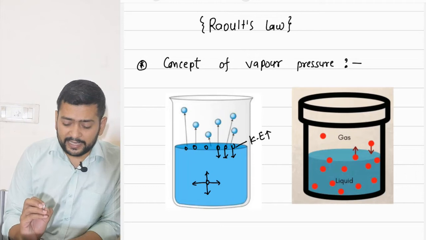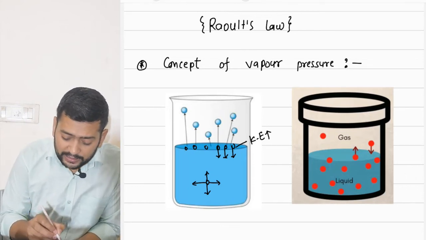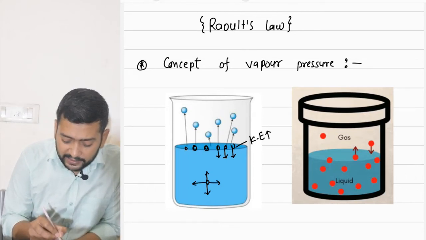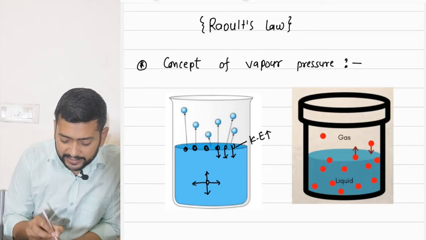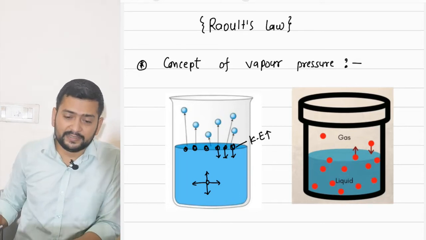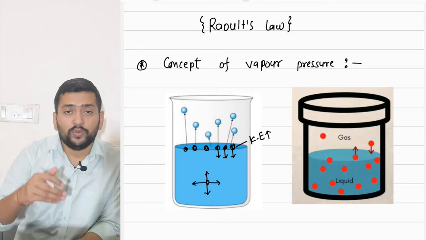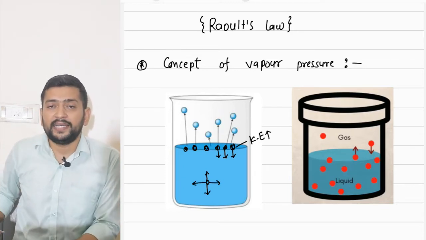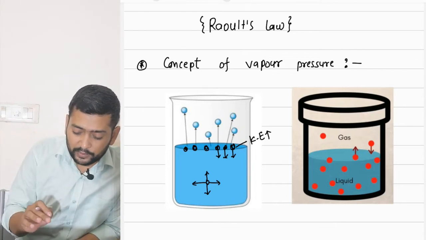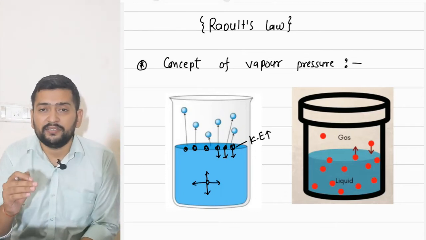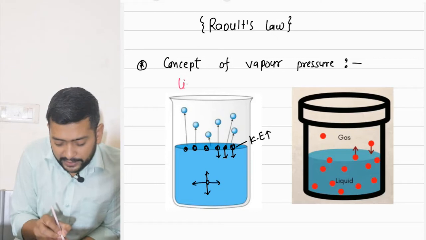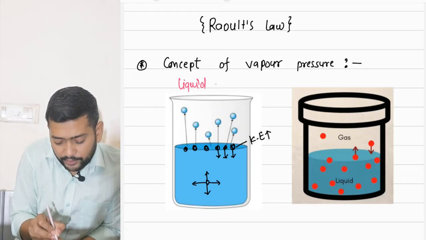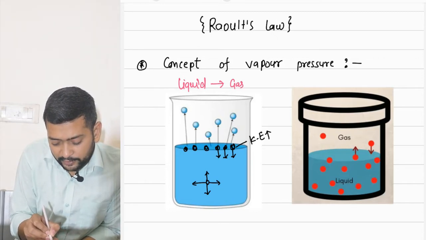Now just understand what is happening over here. The molecules present on the surface can escape very easily. If these molecules escape from the liquid state to the gaseous state, this process is called evaporation. So I can write over here, from liquid to gas, this process is called evaporation, right?